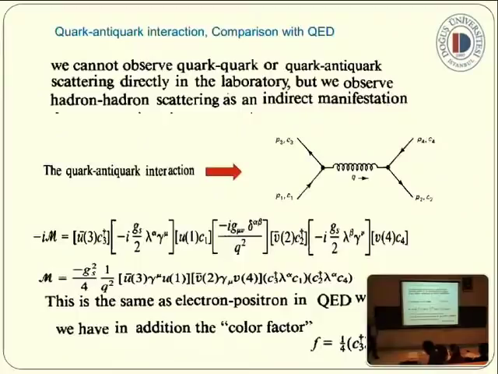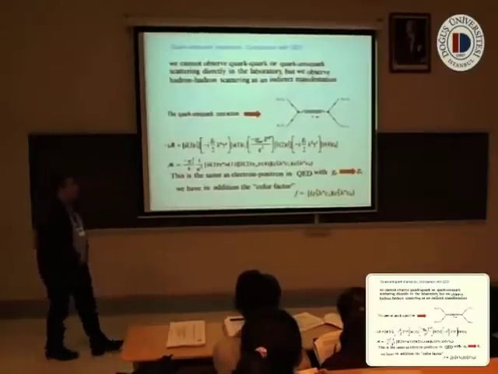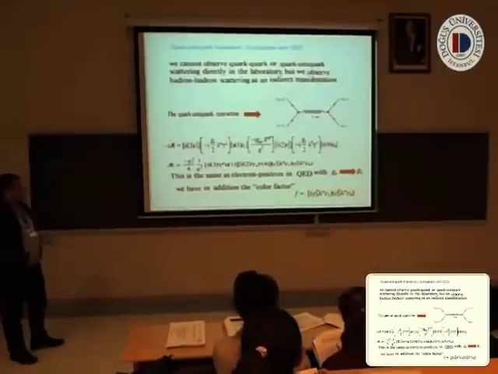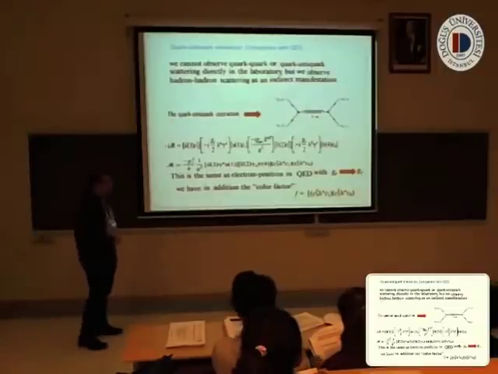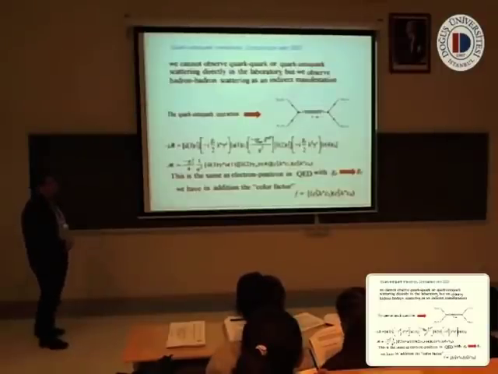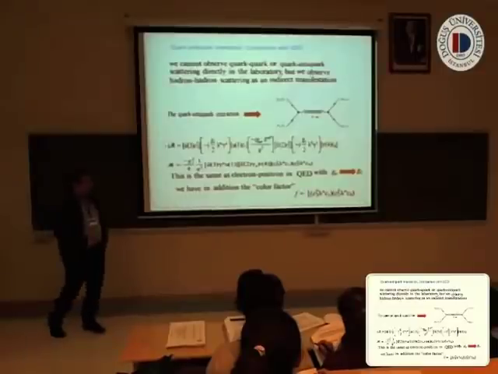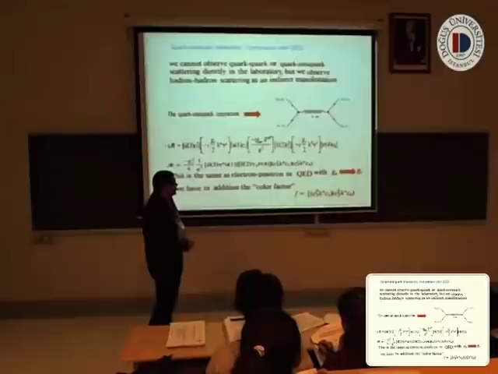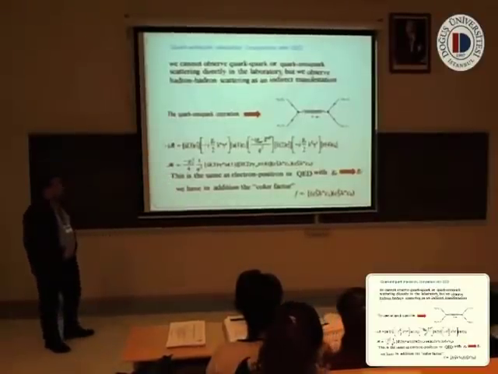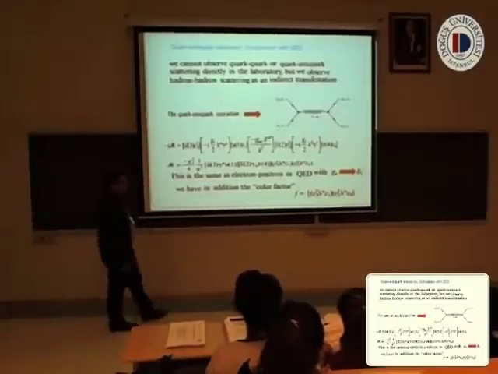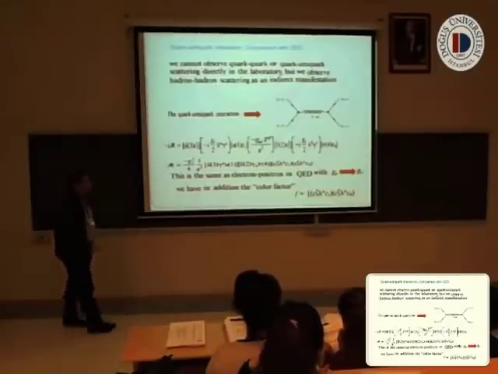So as our first example, I will consider the quark-antiquark interaction, and we will compare this with QED. Here, consider we have an incoming quark and an incoming antiquark, scattering by exchange of a gluon. The incoming quark has color C1 and momentum P1. Here you see the outgoing quark, which has color factor C3 and momentum P3. And this is the momentum exchange, Q, the transfer momentum. The incoming antiquark has momentum P2 and color factor C2. And for the outgoing antiquark, we have P4, C4.